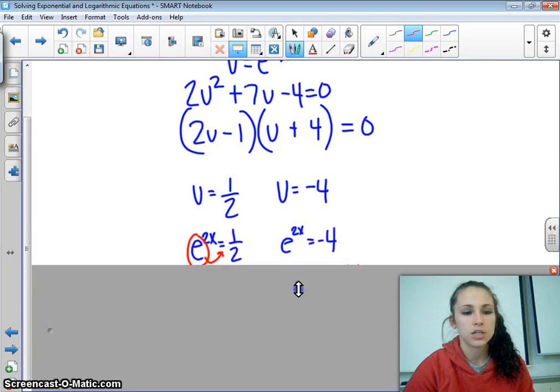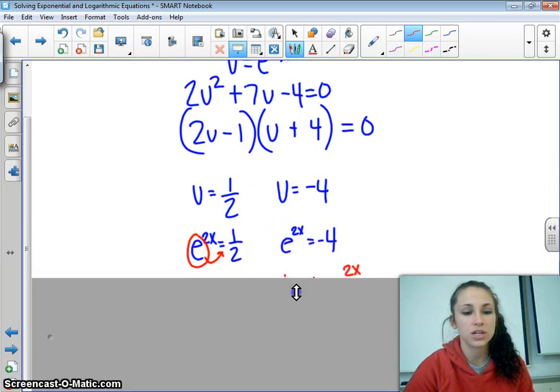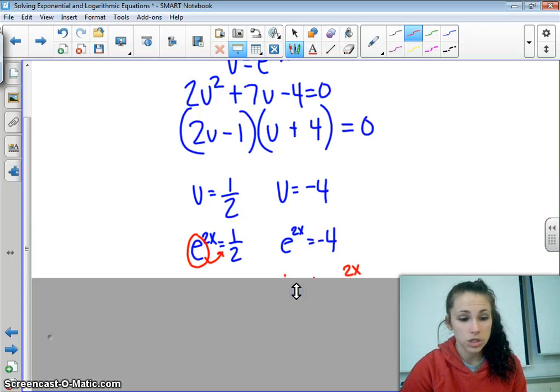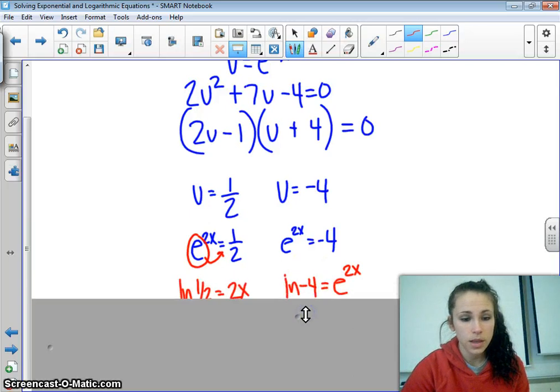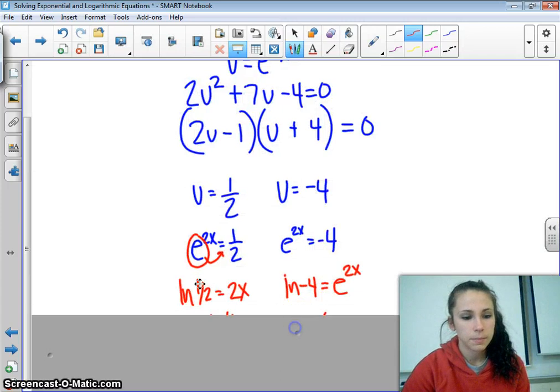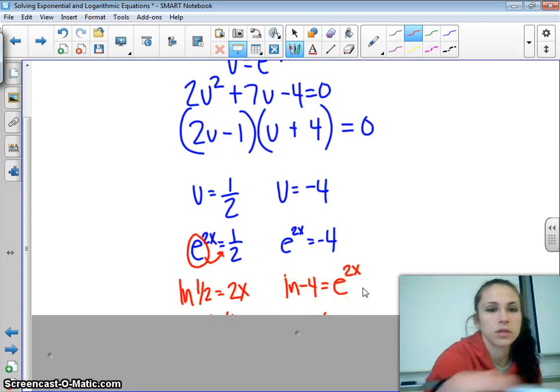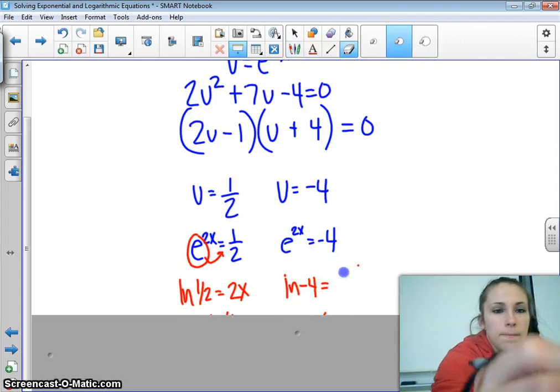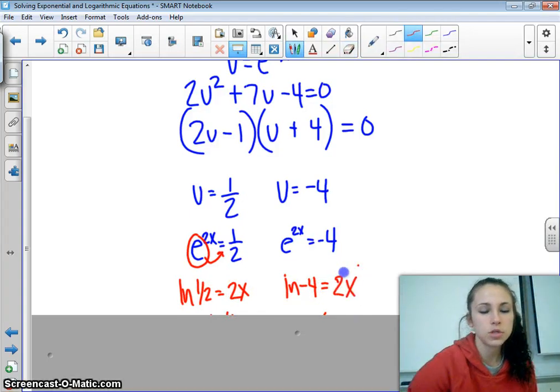And so then I had to plug back in e to the 2x for both the u's. And so then I shell snailed. And so once I shell snailed, I ended up getting the natural log of 1/2 equals 2x, and the natural log of negative 4 equals, no, I shouldn't have e to the 2x there. This should just be 2x.